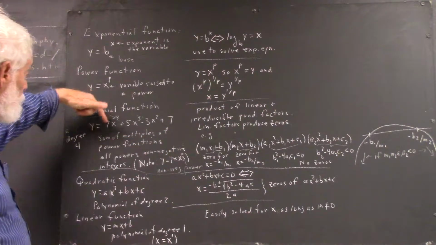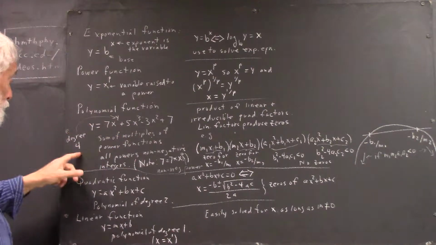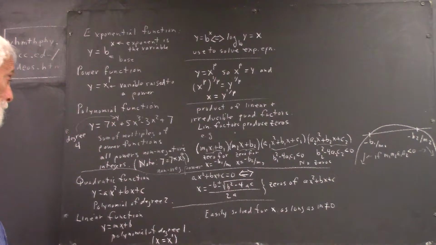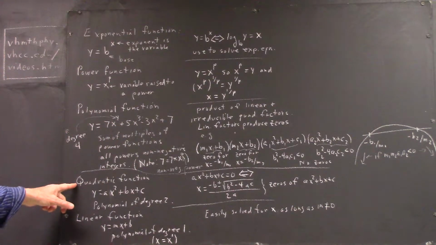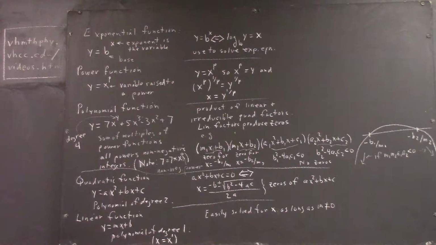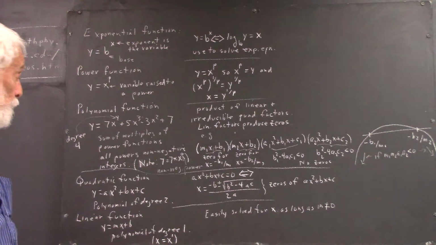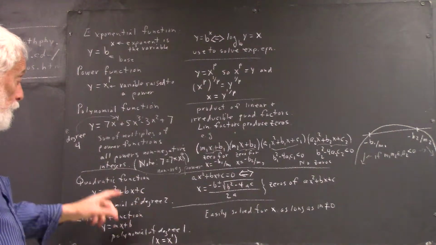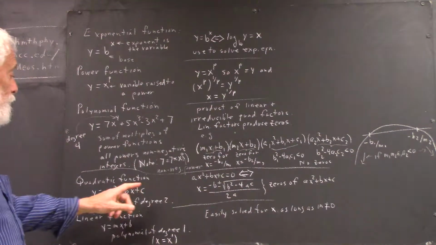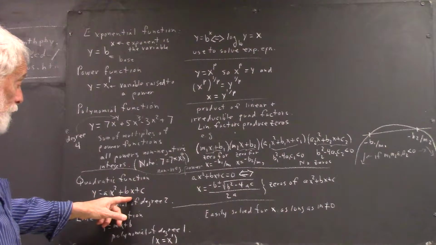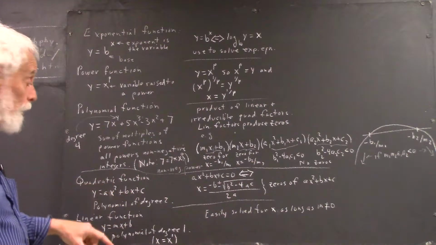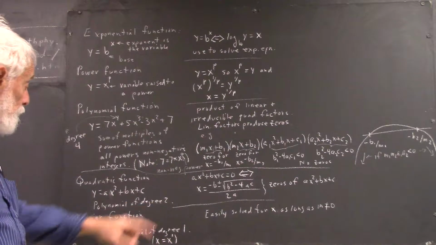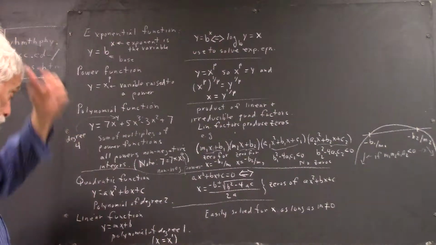The degree of the function is the highest power. In this case, the degree is 4. A quadratic function is nothing but a polynomial of degree 2. Okay, so here's a polynomial of degree 2. All positive powers, c times x to the 0, b times x to the 1, a times x squared. Highest power is 2, so the degree is 2. This is a quadratic function.